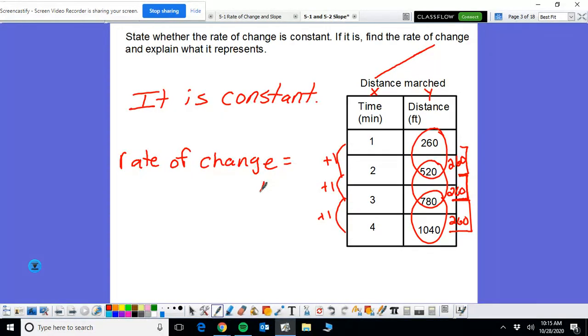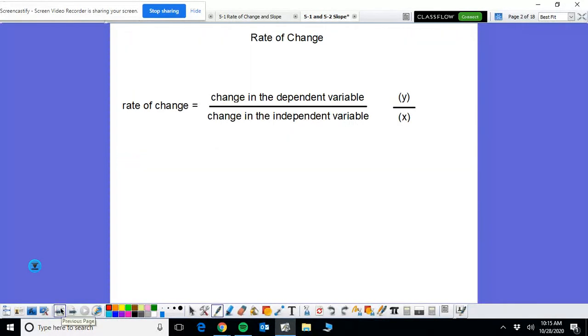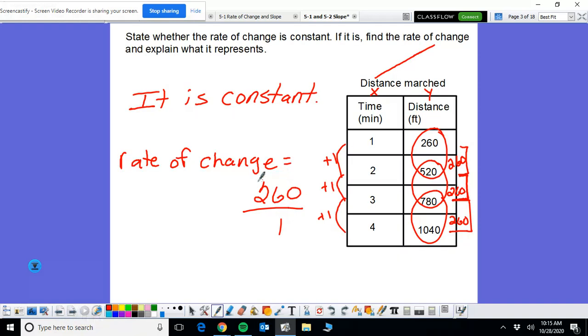equals 260 over 1. If you remember, I'm going to flip back real quick. It's the change in y over the change in x. So that's what I did down here. That was our change in y each time, and our change in x was 1. So it's constant. Our rate of change is here.